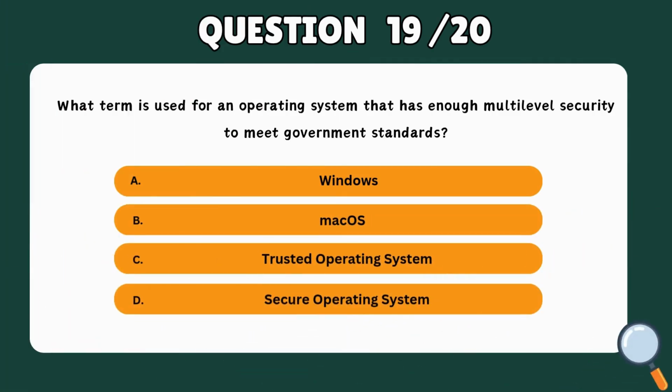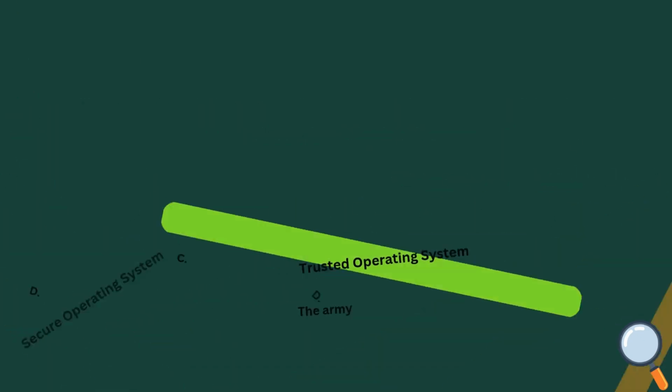Question 19. What term is used for an operating system that has enough multi-level security to meet government standards? A. Windows. B. Mac OS. C. Trusted Operating System. D. Secure Operating System. Correct answer: C. Trusted Operating System.